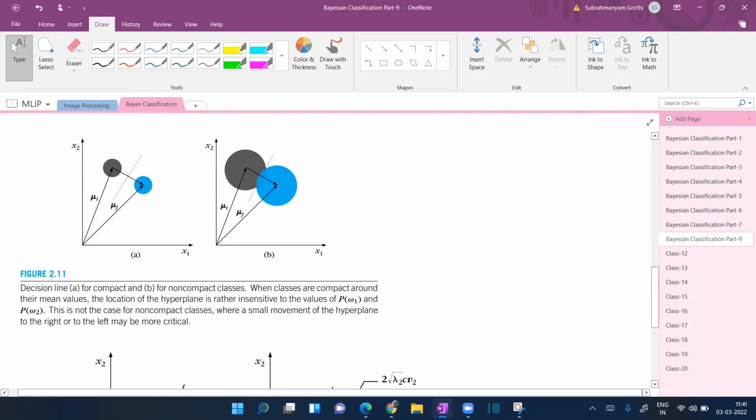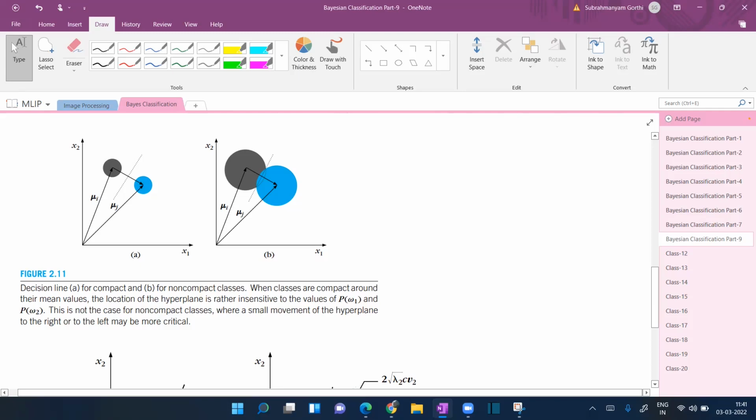Well, if each class is compact, what do we mean by compact? Is variance more or variance less? When can you perhaps call a class a compact class? Should the variance be more or should the variance be less? When will it be compact? When variance is less. Correct.